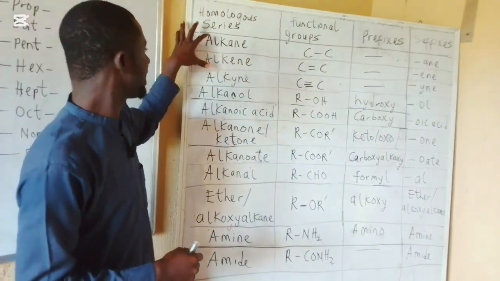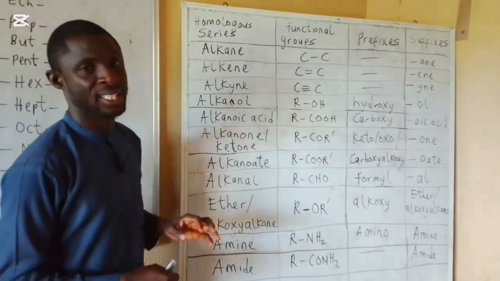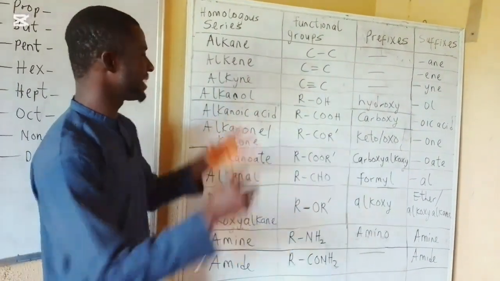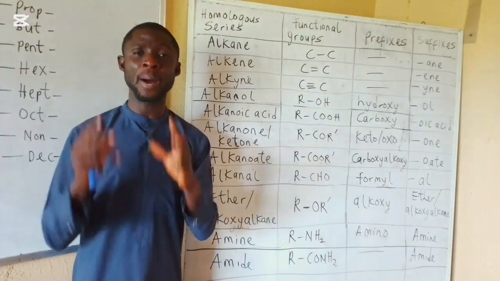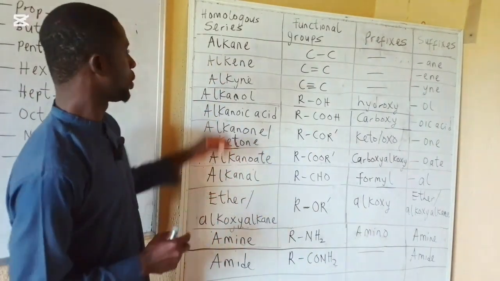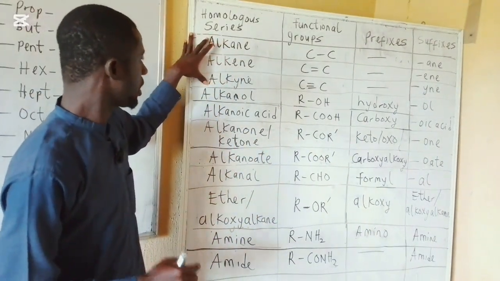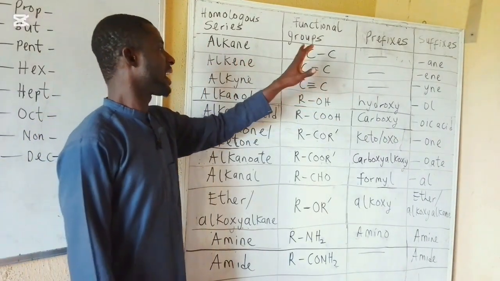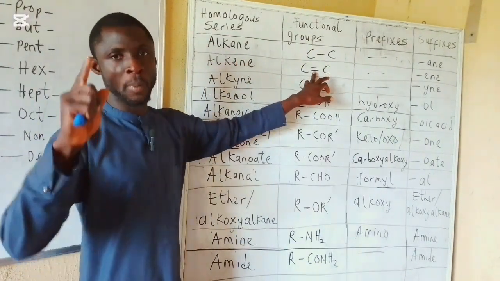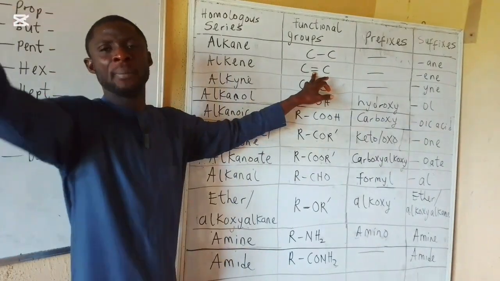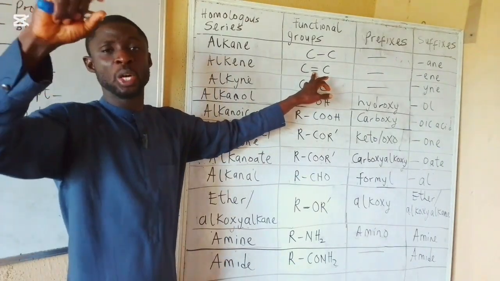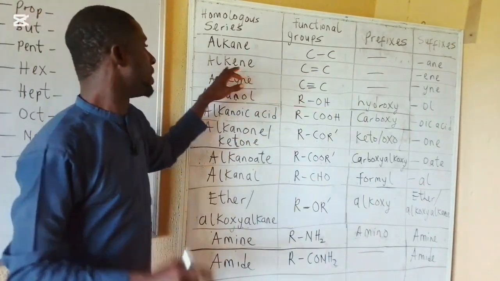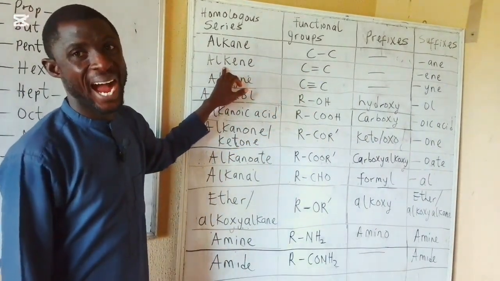Then we come to alkane, alkene and alkyne. They are hydrocarbons, that is, organic compounds that contain only carbon and hydrogen. So that is what these three homologous series are. Now, when it comes to alkene, we see carbon to carbon joined with what? A double bond. So if you see a hydrocarbon in which the carbon to carbon is joined with a double bond, that organic compound belongs to the homologous series alkene.